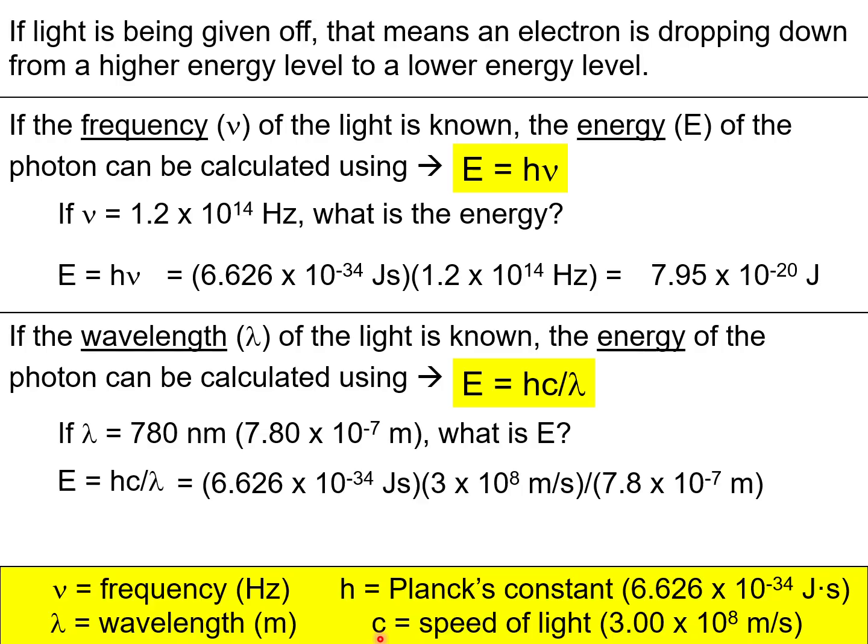What is energy? So now it's going to be Planck's constant times the speed of light divided by that wavelength in meters, and we get an energy of 2.55 times 10 to the minus 19 joules. Notice that energies are very small, frequencies are huge, and wavelengths tend to be kind of in between the two of them.